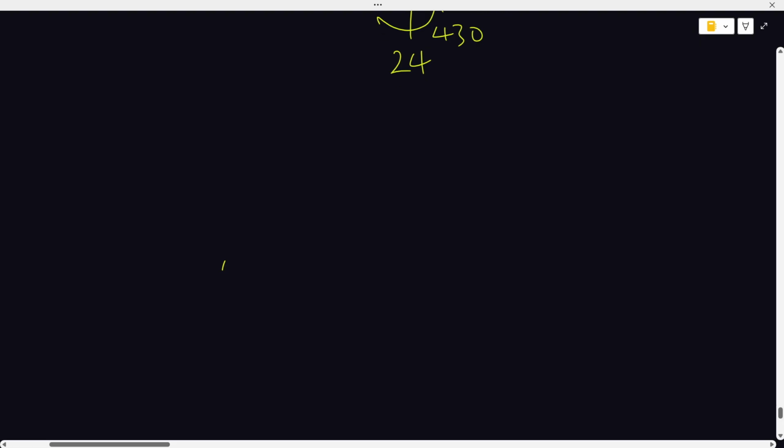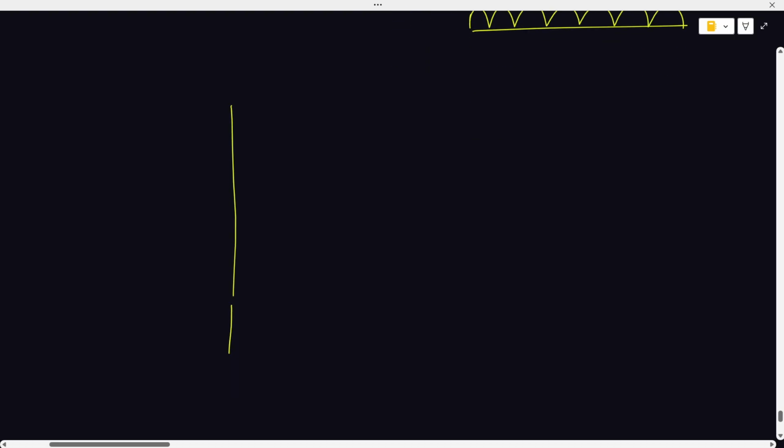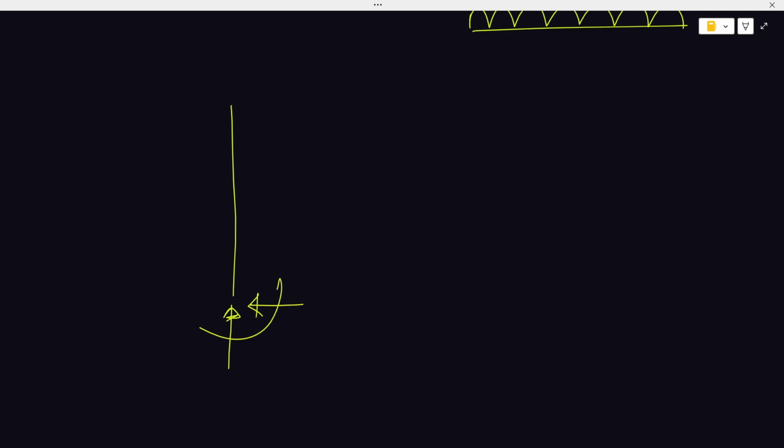So I split the structure into a column and a beam. You can see a column and a beam. Now I represent my forces again: 24, 430, 25, 25, 10, 10.